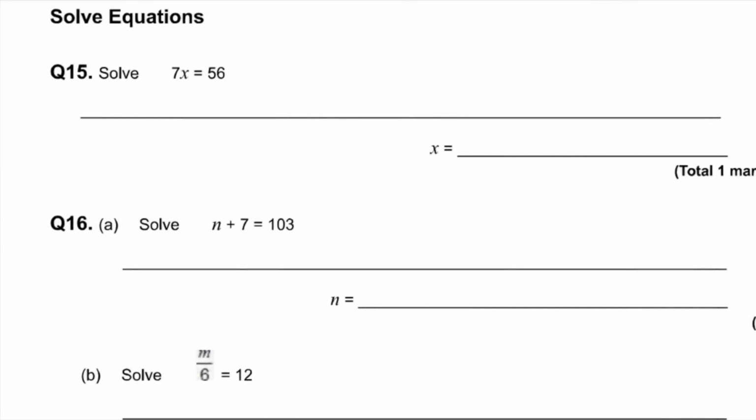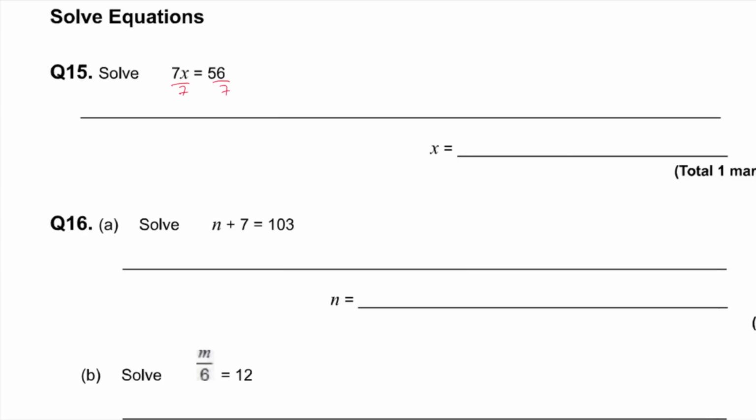Next up, solving equations. Question 15. Solve 7x is equal to 56. So when we're solving an equation, we're trying to get x by itself, and we're going to do that by using inverse operations, kind of unwinding the expression to get back to x. So at the moment, I've got 7 times x is equal to something. If I want to get x back again, I have to do the opposite of times x by 7, and the opposite of multiplying is dividing. So I'm going to divide both sides by 7 here, and as long as I do the same thing to both sides, the equation stays balanced.